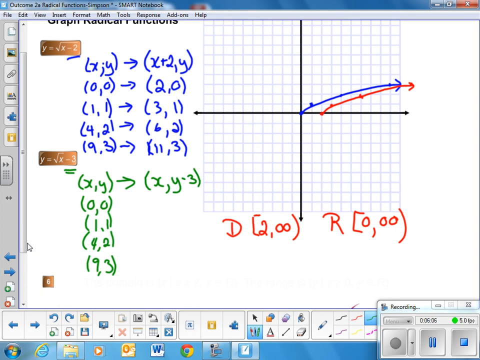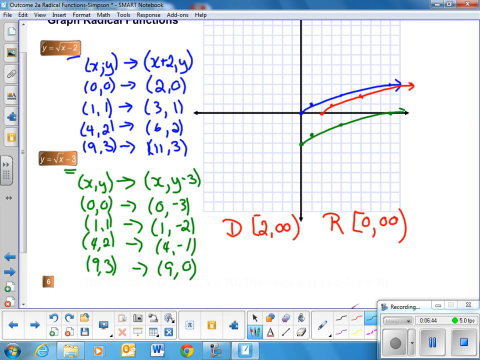So if we subtract 3 from each of our y values, we end up with 0, negative 3, 1, negative 2, 4, negative 1, and 9, 0. Let's graph those. 0, negative 3, 1, negative 2, 4, negative 1, 9, 0. And so our graph is now this green function.